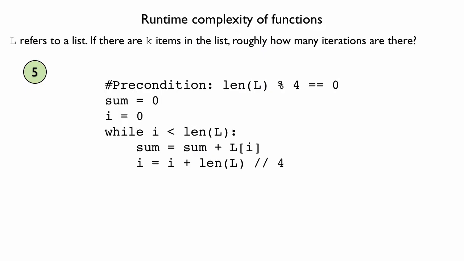So, in a list of length 20, the first time the while loop runs, i will be 0. Then it will be 5. Then it will be 10. Then it will be 15. That's 4 iterations. On the 5th iteration, it'll try to be 20, but that will fail the condition for the while loop, because 20 is the length of the list and not less than the length of the list. And so this while loop will have 4 iterations.